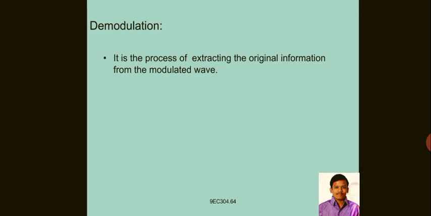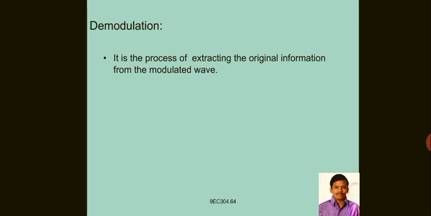So therefore, after receiving the modulated signal from the channel, the receiver first has to select the desired frequency, then amplify to the required level, then we have to extract the original signal at the last stage before driving the loudspeaker or transducer. So at that point we are removing the carrier from the incoming signal.